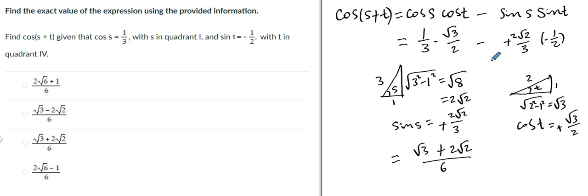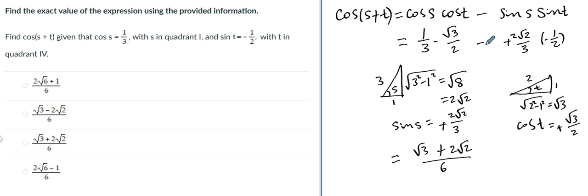Now, we are ready to use the formula. Cosine of s plus t is cosine cosine, sine sine. And here it is plus, but for cosine, we should take subtraction, minus. Now, cosine s, we know, is 1/3, and cosine t is radical 3 over 2. So we got the value here.